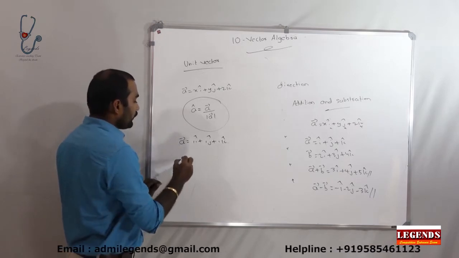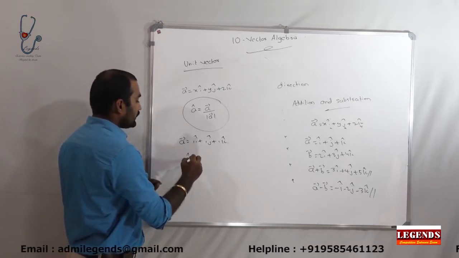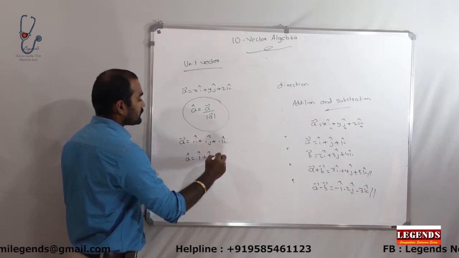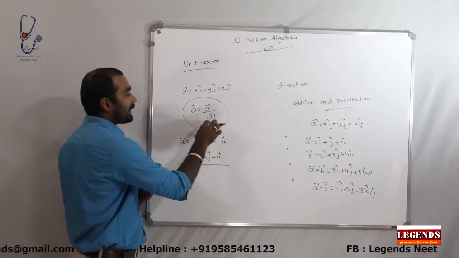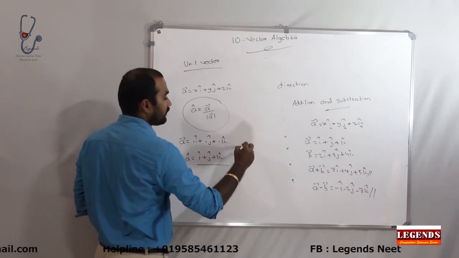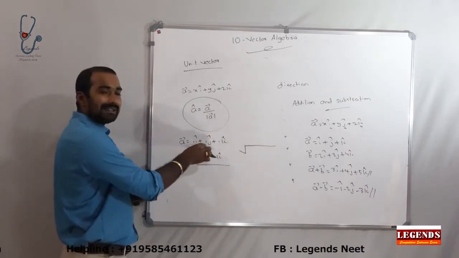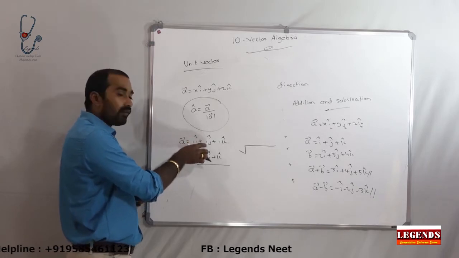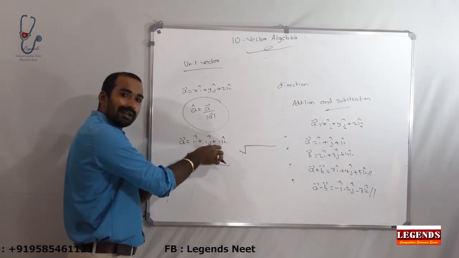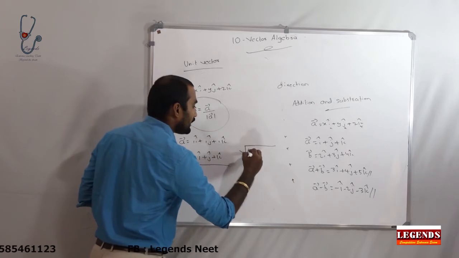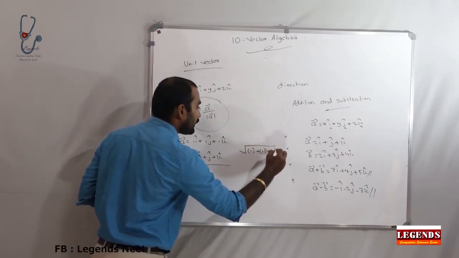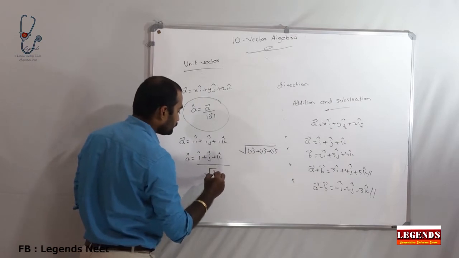How can we find the unit vector? A vector is equal to, first of all write the vector i plus j plus k. Then take the magnitude of the given vector. What is the coefficient of i, j and k? We know that the coefficient of i, j and k is 1. That means 1 square plus 1 square plus 1 square. The answer is root 3.